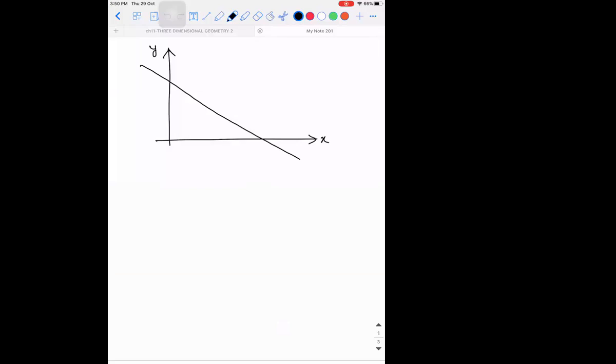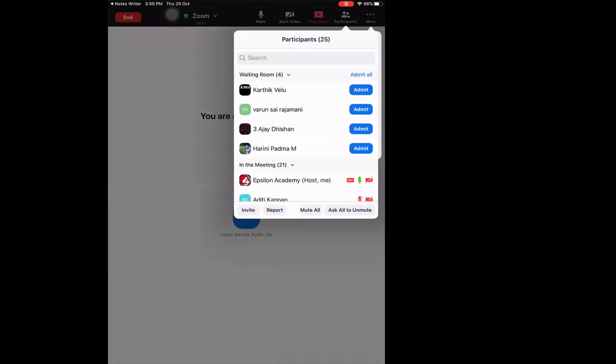So the heading is intercept form of a plane. But before that, we are going to see what is the intercept form of a line.